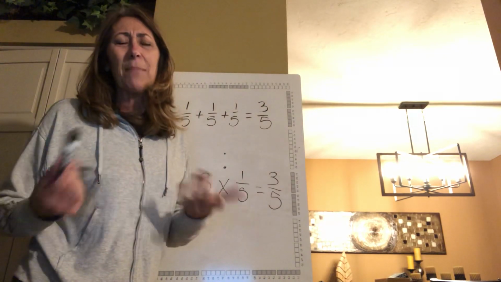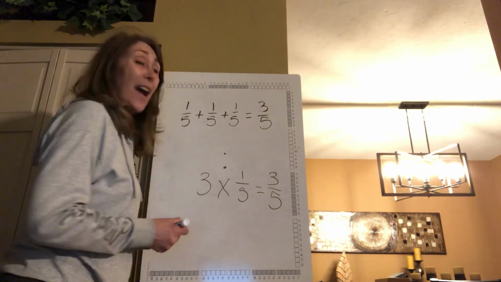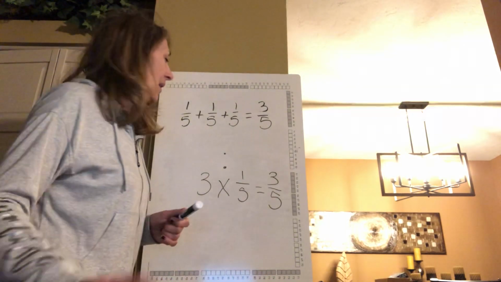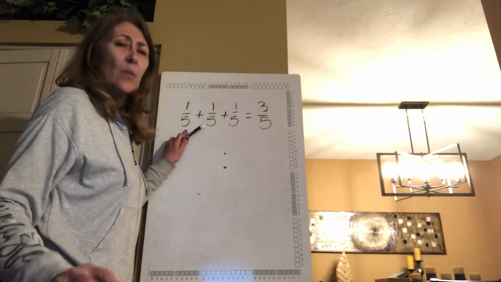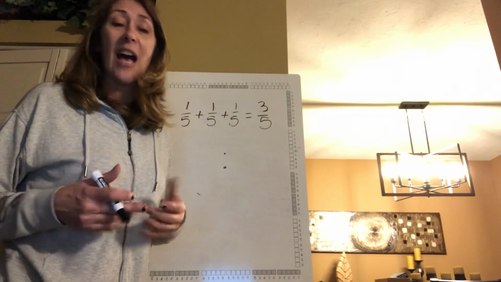We also have something called a unit fraction. A unit fraction is what size the pieces are. The unit fraction is 1/5. Those are the units. The units are the size.